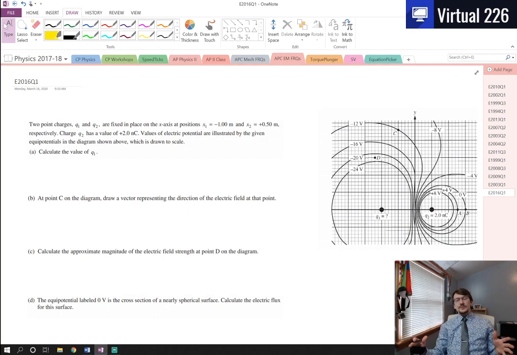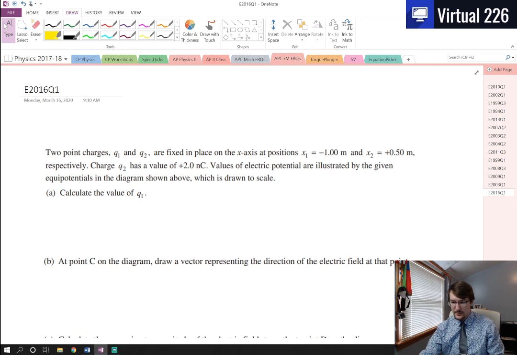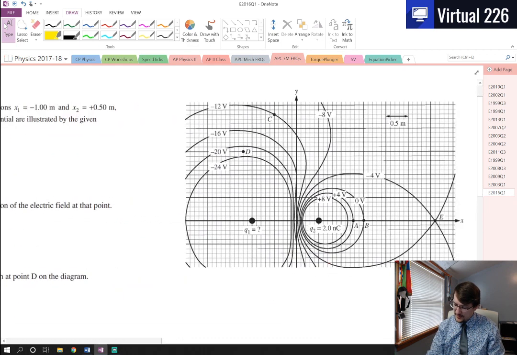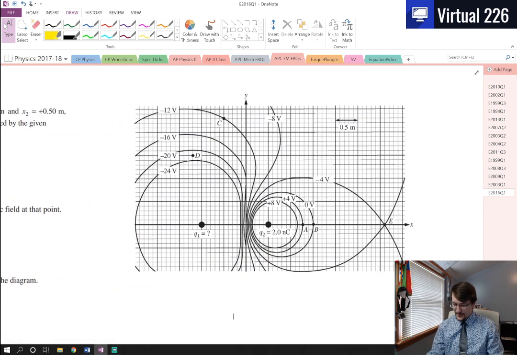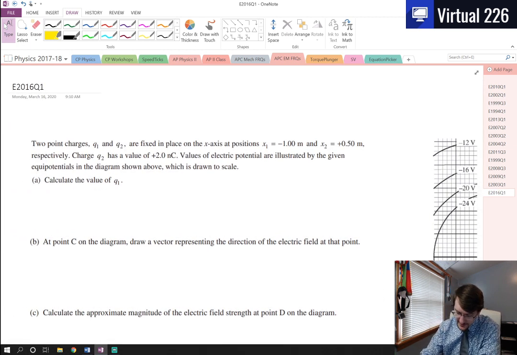What we're doing is we're looking at some AP Physics C E and M material. Specifically, we're looking at a 2016 problem, question number 1. And what we have here is a very large squiggly diagram with 2 point charges, Q1 and Q2. And we're told that they are fixed in place, they've been glued there somehow, on the x-axis at positions -1 meters and plus 0.5 meters respectively.